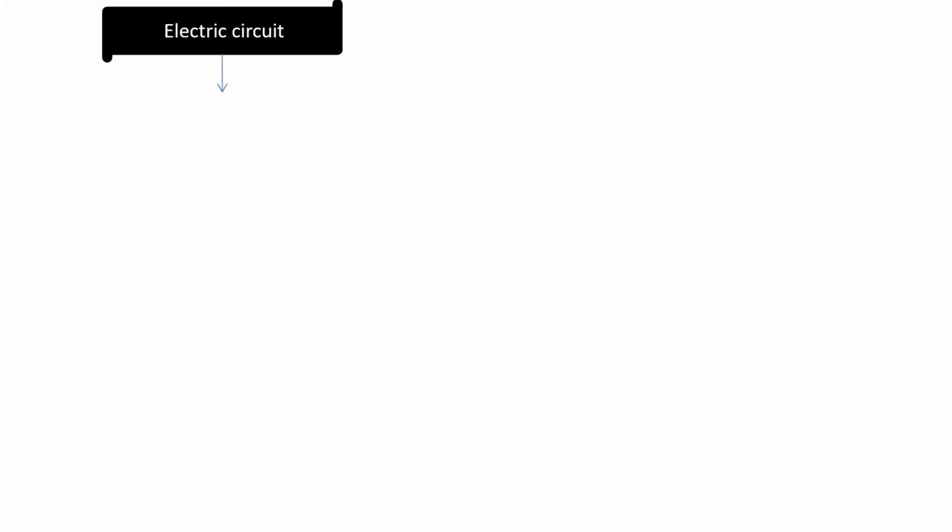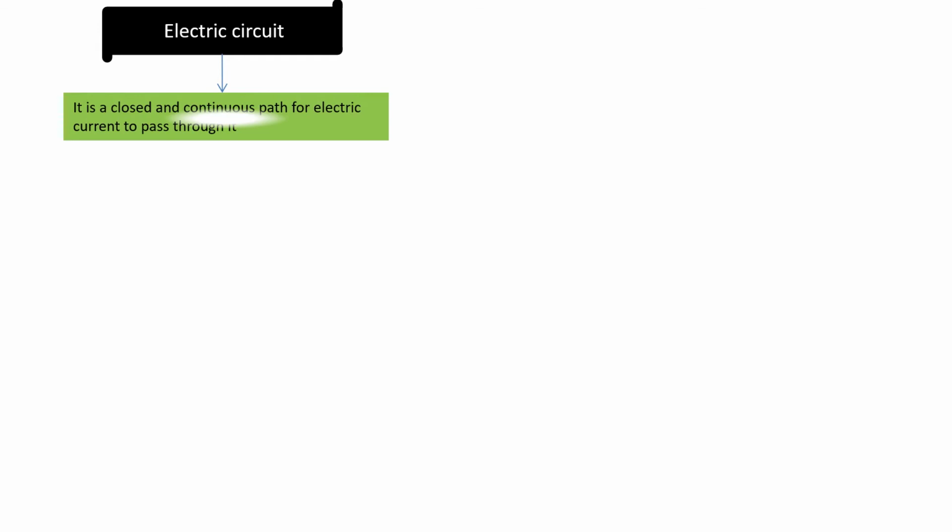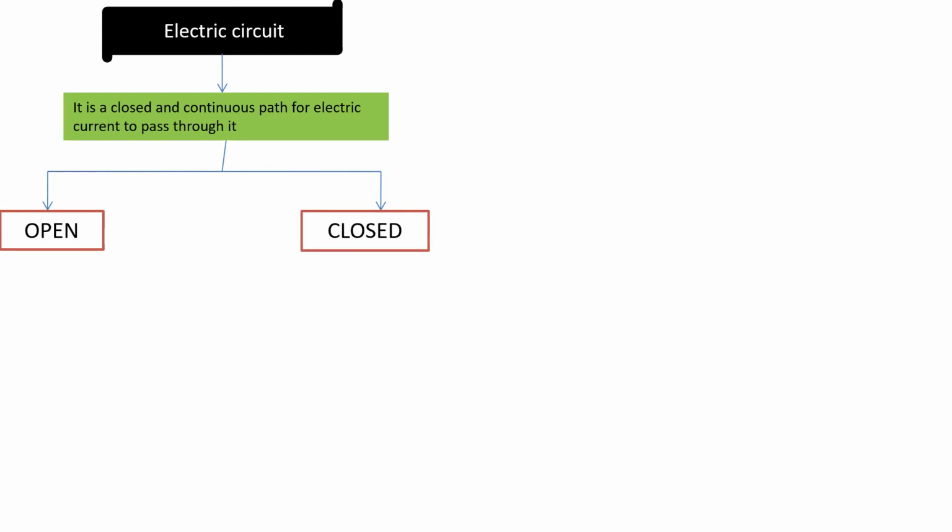Moving ahead to circuit now. अब सर्किट क्या होता है? So see, सर्किट continuous and closed path होता है. किसके लिए? ताकि करंट फ्लो हो सके. So the definition is, it is a closed and continuous path for the electric current to pass through. Okay? Now ये closed and continuous path को हम दो पार्ट्स में डिवाइड कर सकते हैं. If it is open and if it is closed.